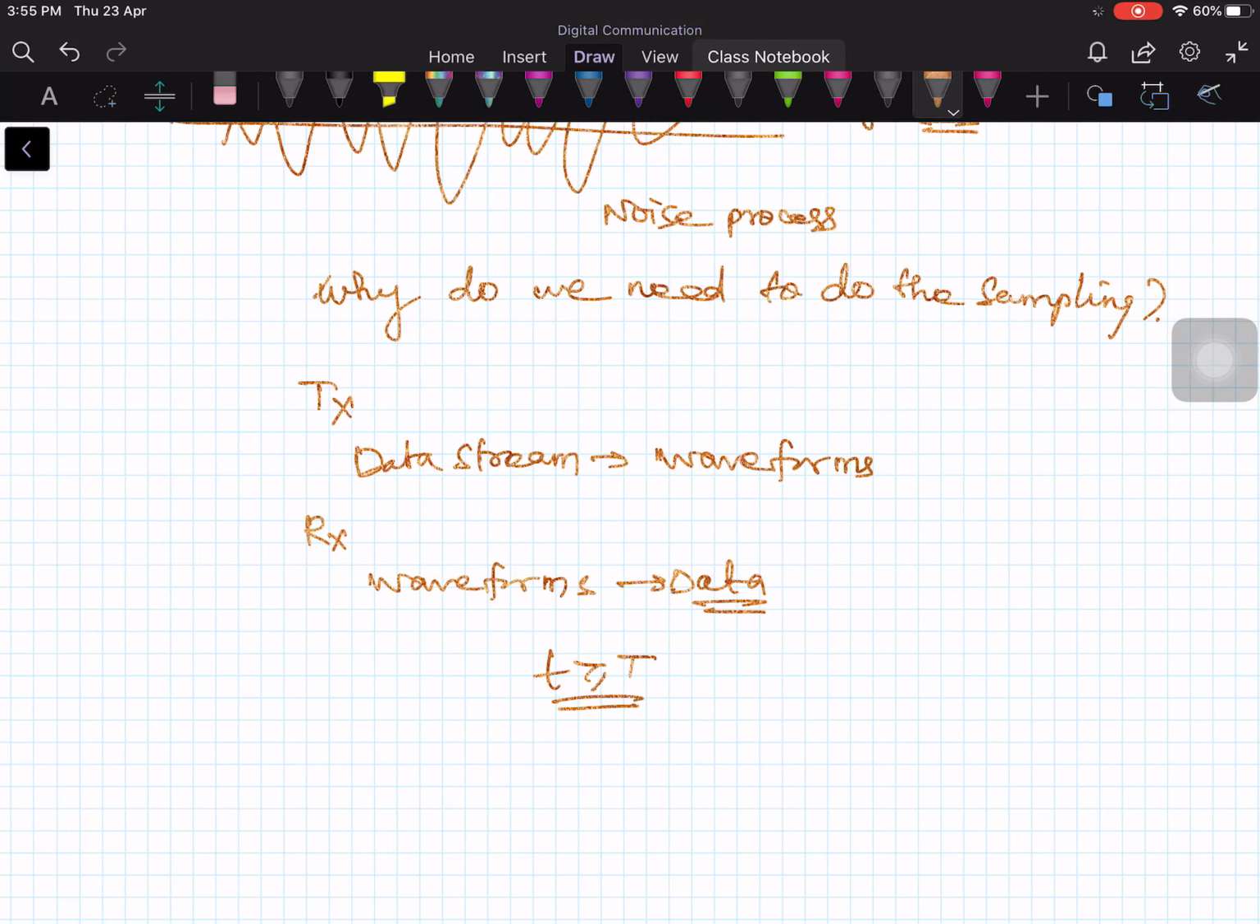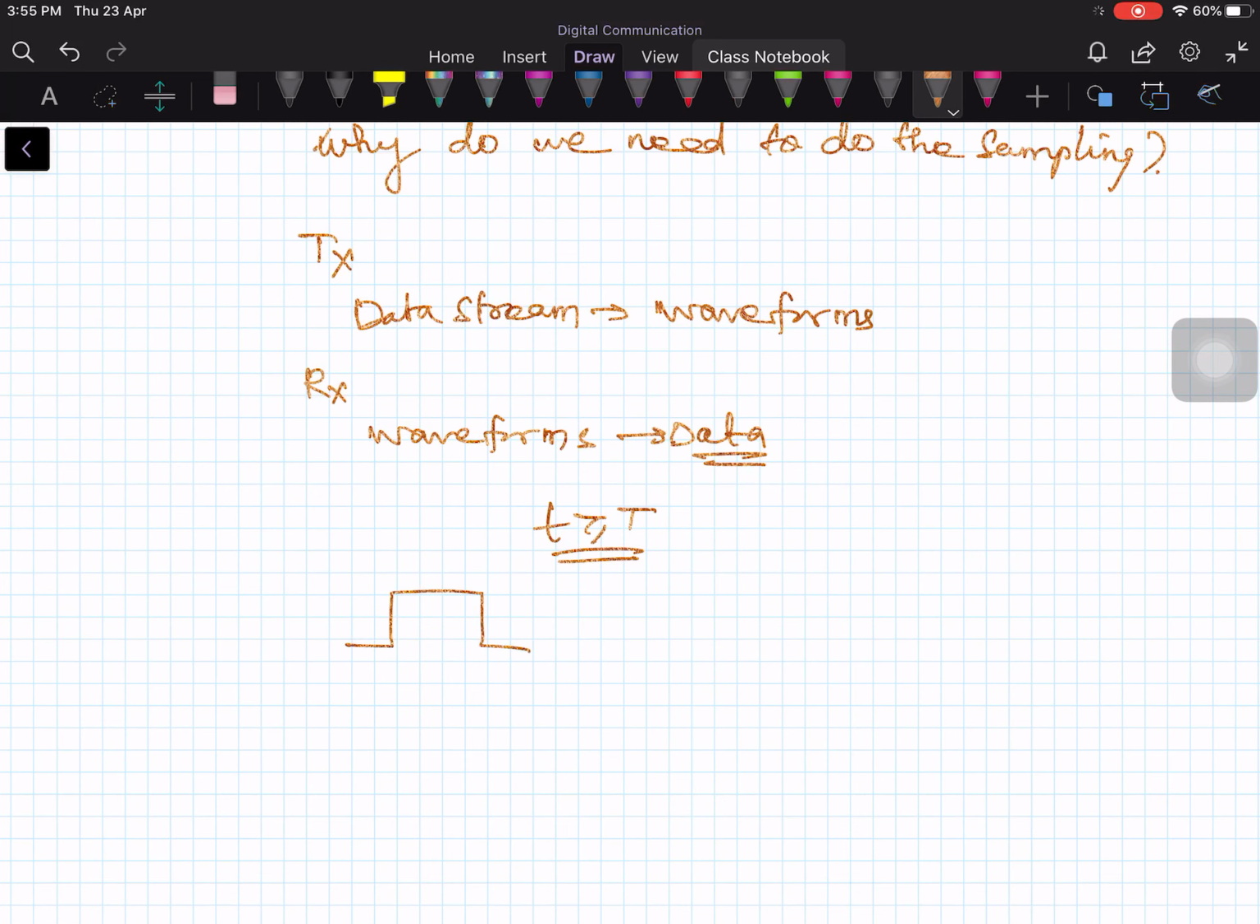Why do we need this capital T? That we'll see now. Suppose, let's say you have a pulse like this. This is 0 and this is t. Suppose you sample at this point, let's say t1. If you sample at this point, you don't know what the peak value will be. The peak value occurs only at this point. Okay, if you look at the operation of the integrator, you have to wait at least T seconds in order to see the peak value. So that is why we are doing the sampling at t equal to capital T seconds.